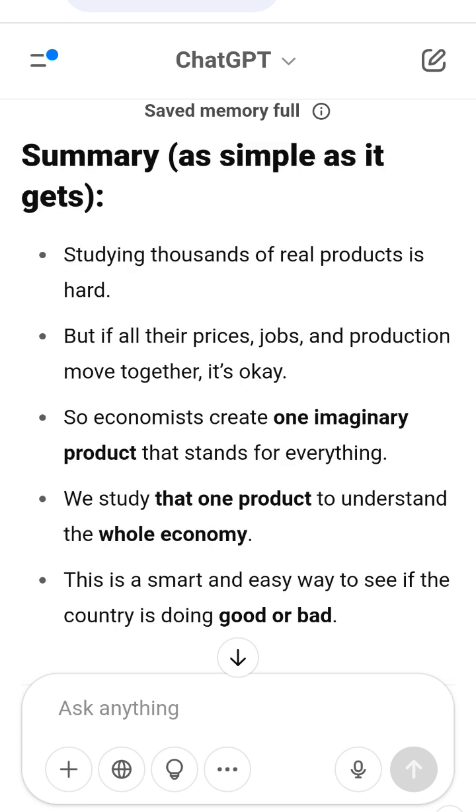Would you like me to make a cartoon-style diagram of this idea? Or turn this into a fun storybook-style version? I can do that.